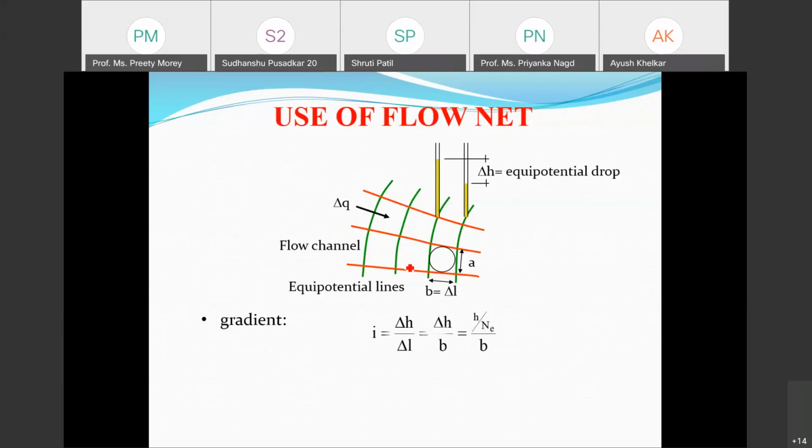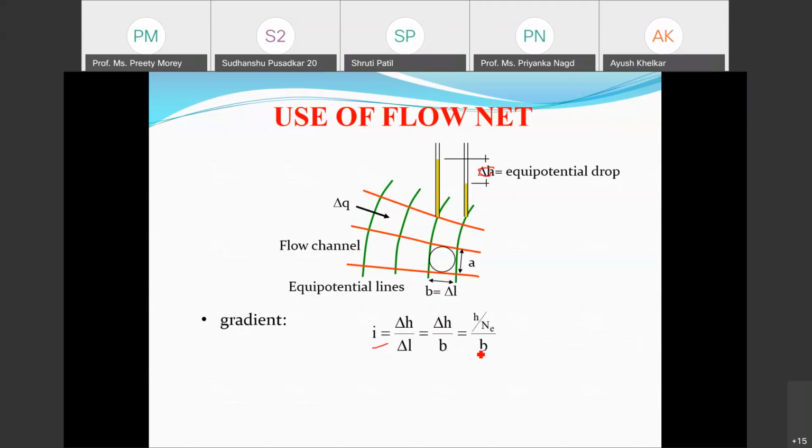What is the gradient? Delta H upon delta L. Between these two equipotential lines, the pressure all along this line is the same. So this single green line has the same pressure. Whether I measure here or here, I will get the same pressure. So the difference between these two lines will give the head loss delta H over how much length? Over this width delta L, and hence i is equal to delta H upon delta L, which is the width of this flow net.